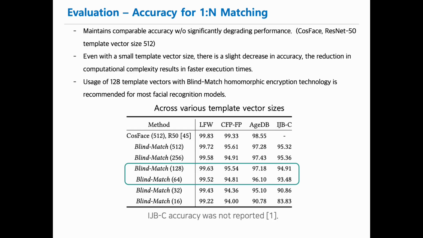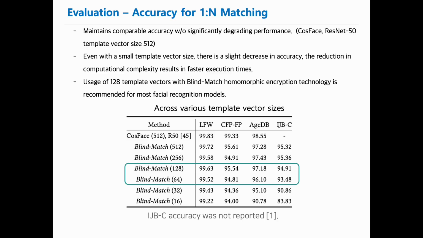In this experiment, we evaluate the accuracy of 1 to n matching. It maintains comparable accuracy without significantly degrading performance. We use the base model as cosine face loss and ResNet 50 and template vector size of 512, which is a default in the biometric area. Even with a small template vector size, there is a slight decrease in accuracy. The reduction in computational complexity results in faster execution times. Usage of 128 template vectors with blind match homomorphic encryption technology is recommended for most facial recognition models.